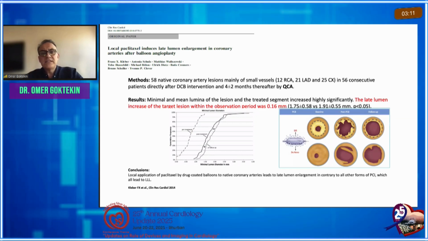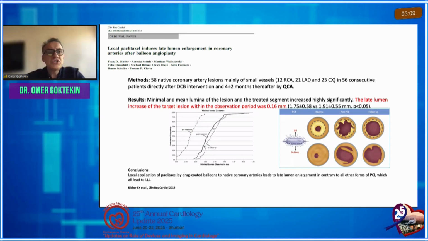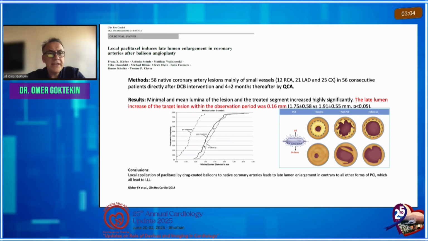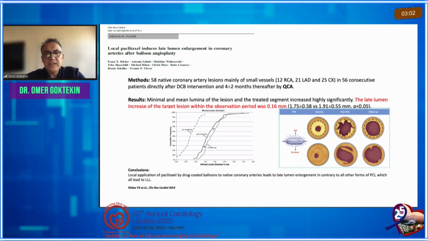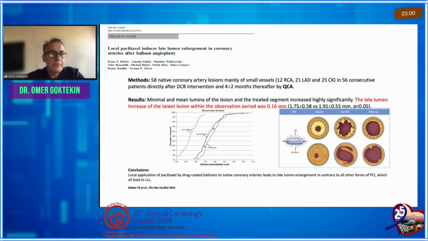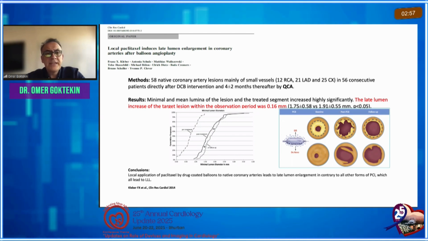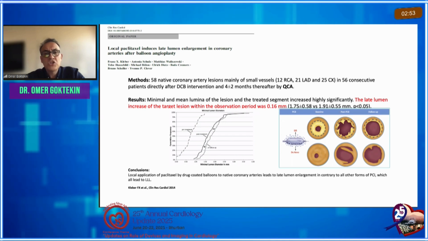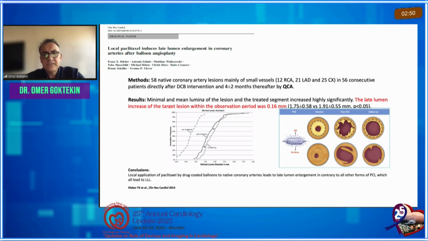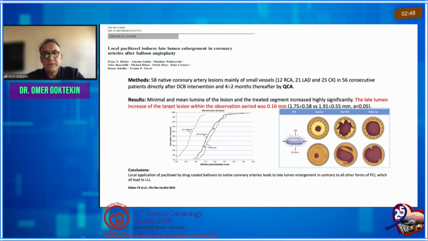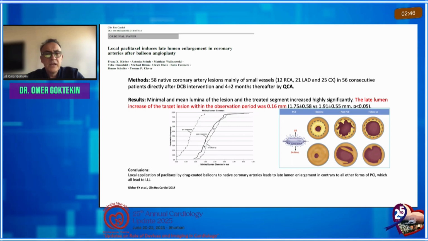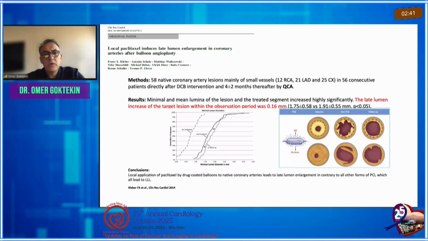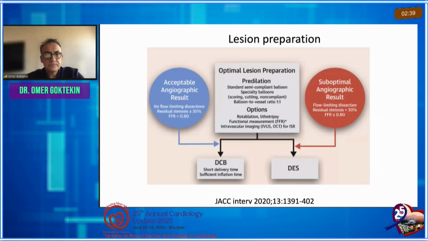Another advantage, as I mentioned to you, is that we could have late lumen enlargement. It was shown in this study of 58 lesions in 56 consecutive patients. They did DCB and also QCA measurement after 46 months, and they found late lumen enlargement in this series. The late lumen increase of the target lesion within the observation period was 0.60 millimeter.